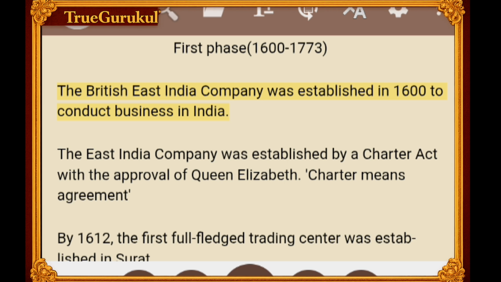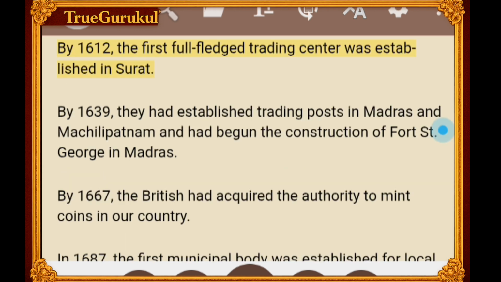First phase, 1600-1773. The British East India Company was established in 1600 to conduct business in India. The East India Company was established by a Charter Act with the approval of Queen Elizabeth. Charter means agreement. By 1612, the first full-fledged trading centre was established in Surat. By 1639, they had established trading posts in Madras and Machilipatnam and had begun the construction of Fort St. George in Madras. By 1667, the British had acquired the authority to mint coins in our country.